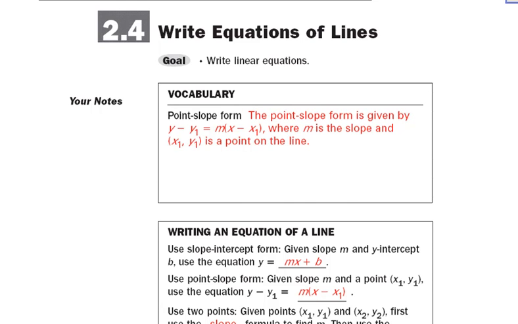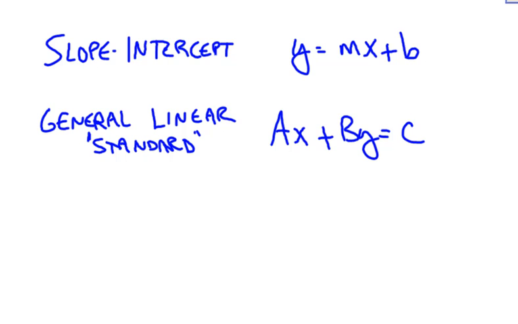In 2.4, we're going to learn a new form of the equation. Remember, we already have two forms. We've got slope-intercept, which is y equals mx plus b. And to help you remember, it's slope-intercept because that's the slope and that's the y-intercept.